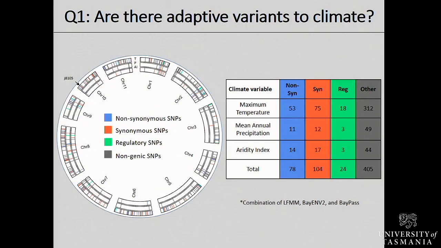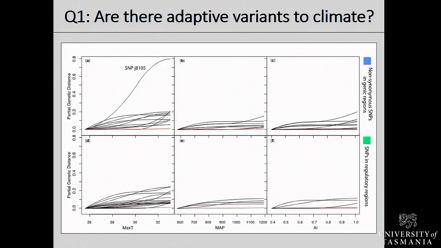Just highlighting one in particular. Let's see if I can work this. Yes. We have this little guy here, J8105, and this SNP in particular was interesting because it showed a very high turnover when we look at the change with climate. So just walking through this slide in particular, we have the non-synonymous changes, so that would lead to a change in amino acid and function.